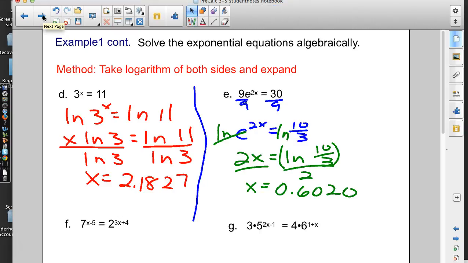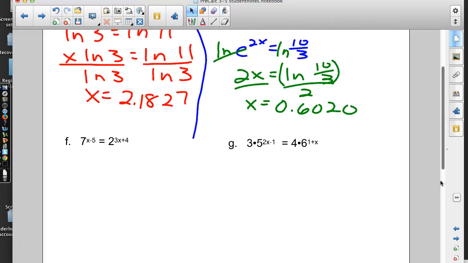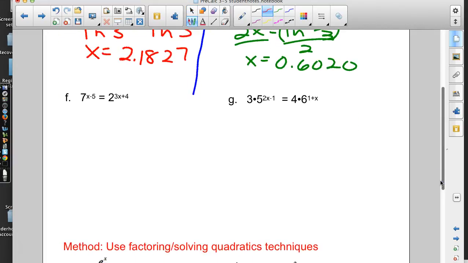With our rounding to 4 places. F. What should we do? No crying aloud. Remember, math is, we never give up and there's no crying. Natural log. Let's natural log both sides.